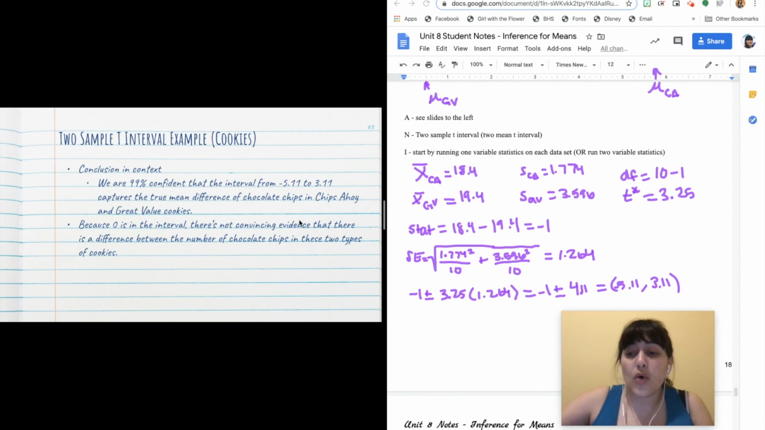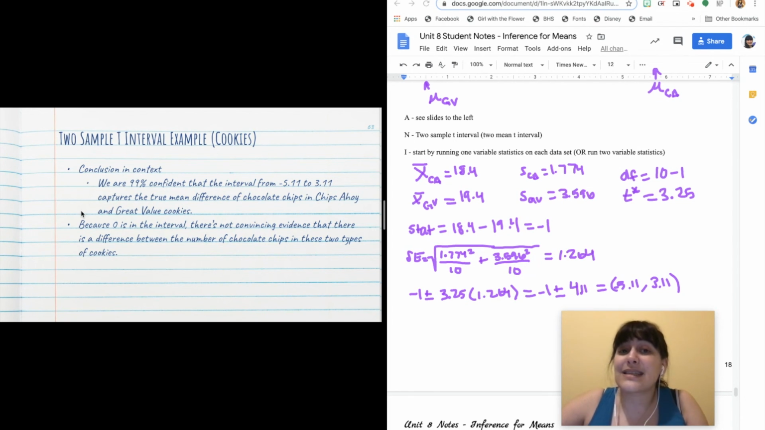I'm not going to write the whole thing out on the right side, because I have it written for you here, and I'm running out of space on my screen. So your conclusion and context, this is your word formula. We are 99% confident, because that was my confidence level, that the interval from -5.11 to 3.11 captures the true mean difference of chocolate chips in Chips Ahoy and Great Value cookies, right? Because that's what we're trying to find, the true mean difference. And then I put this note for you here at the bottom.